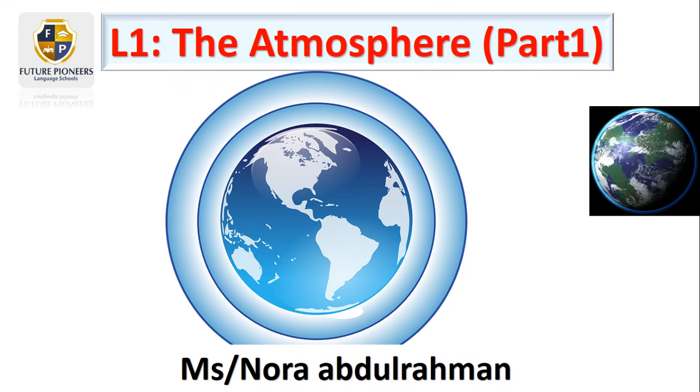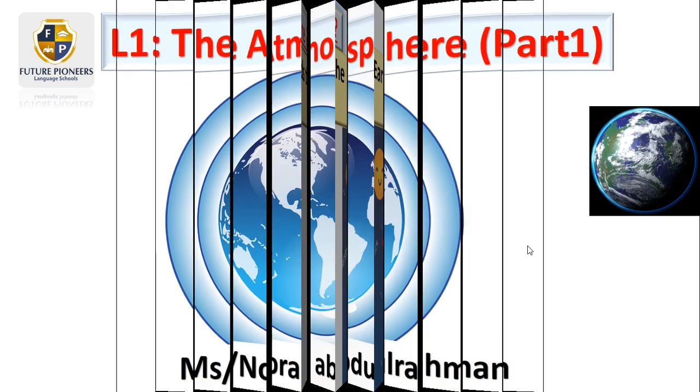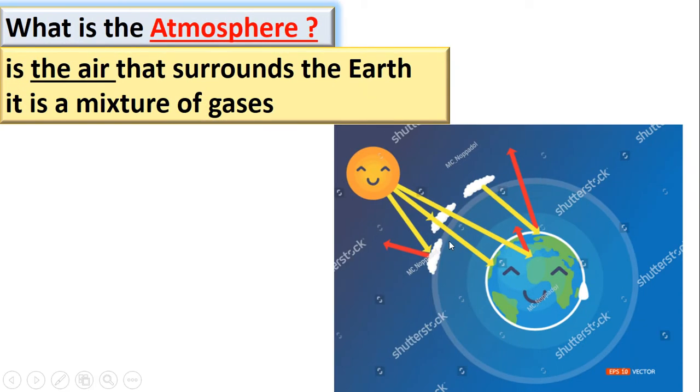Lesson number 1, the atmosphere. What is the meaning of atmosphere? Are you ready to start? Let's go! The atmosphere is the air that surrounds the earth. Do you remember what is the earth? The earth is the planet where we live. So there is an air surrounding the earth called atmosphere.